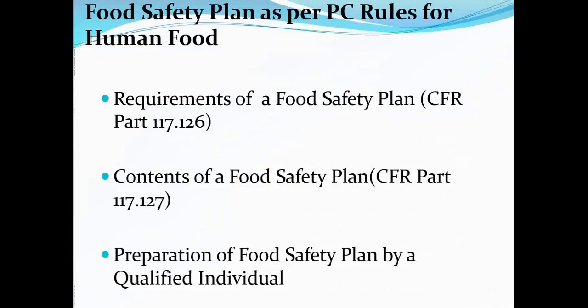Let's examine further the contents of the food safety plan. First, I'm going to focus on the requirements of a food safety plan as required by CFR Part 117.126. As per PC rules, the owner, operator, or agent in charge of the facility must prepare and implement a written food safety plan.